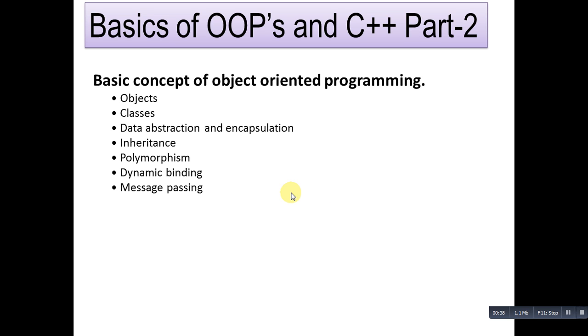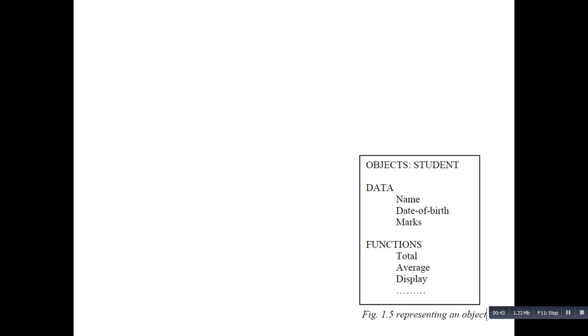So first, coming to object. What is an object? This is the real-time memory representation of an object. Here an object will have data and functions. The data will be the properties of that object, like a student has properties like name, date of birth, marks, anything you can write. But functions will operate on this data, like what is the total mark of a student, what is the average mark of a student, display the student details, like that.